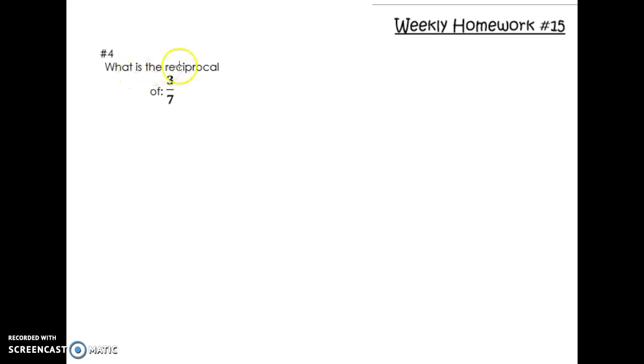Number 4 is, what is the reciprocal of 3 over 7? I'm not going to do this one for you guys, but just think of what we just did on number 3. Keep, change, flip. When you flip, that's your reciprocal, right? So what would this look like if you flipped it? Hopefully you guys can get that one. It's a super fast one.